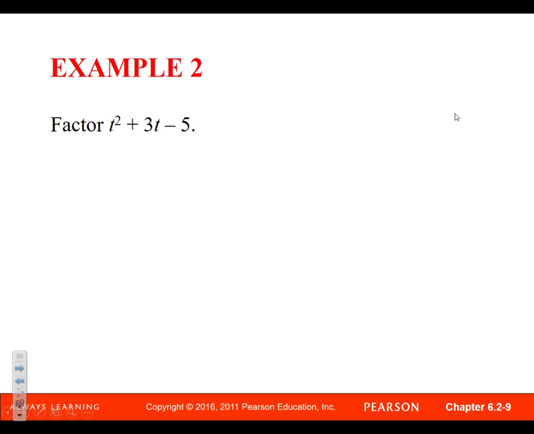5 is a prime number, isn't it? The only way to get to it is 5 and 1. Now, no matter what I do with 5 and 1, there's no way I'm getting to 3, is it? I can add them, I get 6. I subtract them, I get 4. Okay? So you can't do that.